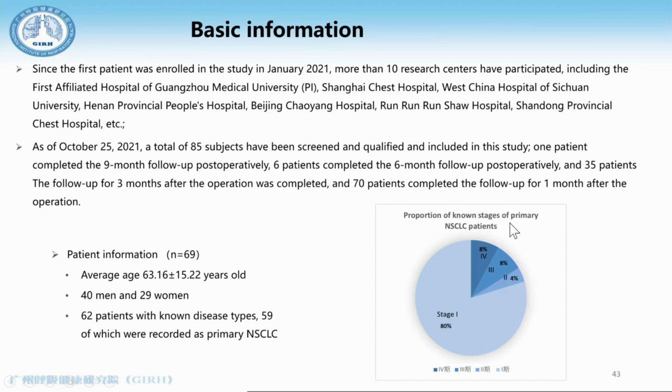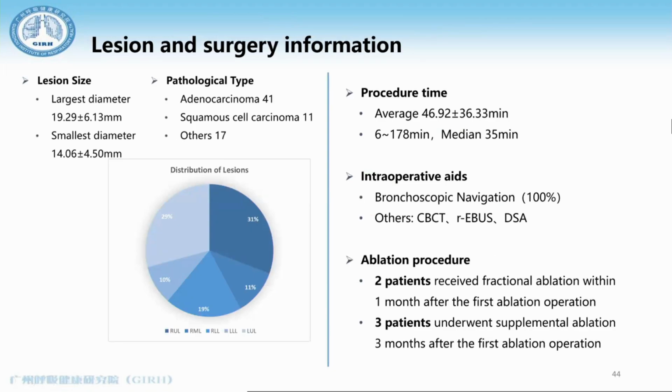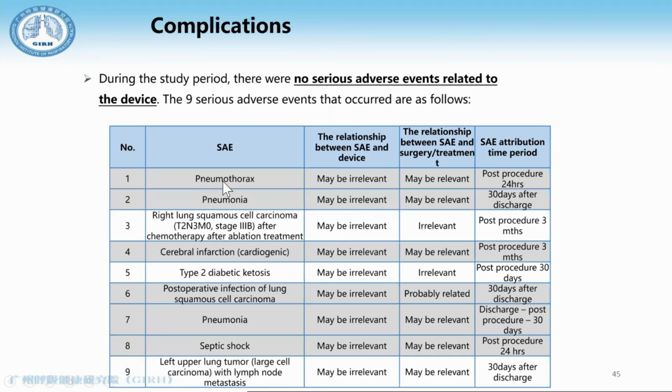propagation of the no stage of the pulmonary lung cancer. Here's the lesion size and the pathology, and the procedure time is about 35 minutes. And the completion is so far no severe adverse events related to the device. Here's the SAE curve for the study.